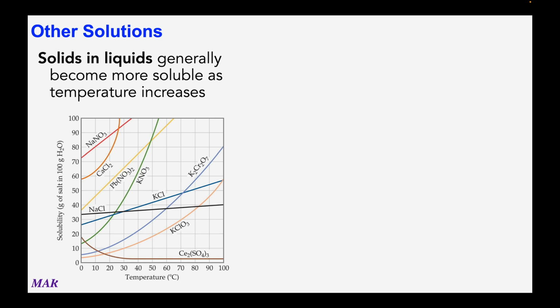So down there in the lower right-hand corner is this weird cerium sulfate compound. That's an example of a compound that becomes less soluble as temperature goes up. And we'll talk about this more in Chem 223, why that kind of thing is possible. However, in general, ionic compounds become more soluble in water as the temperature goes up.